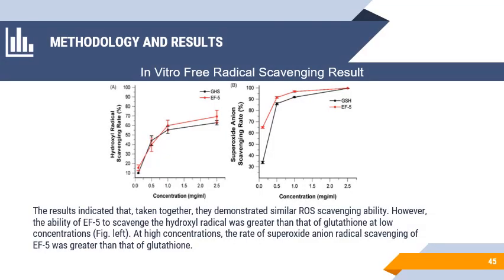From the in vitro free radical scavenging assay, we can indicate that they demonstrated similar reactive oxygen species scavenging ability. However, the ability of EF-5 to scavenge the hydroxyl radical was greater than the glutathione at low concentration. The figure is on the left. At high concentration, the rate of superoxide anion radical scavenging of EF-5 was greater than glutathione.